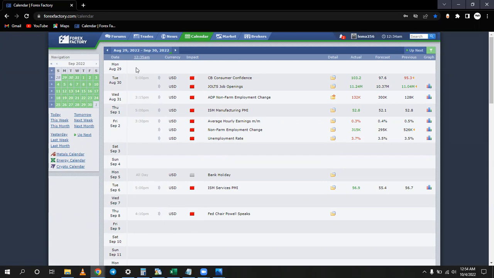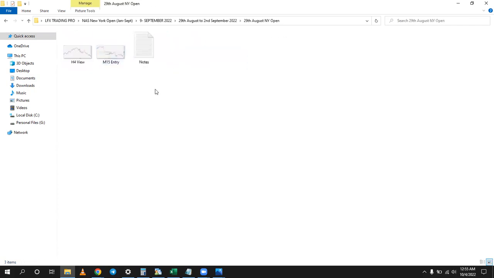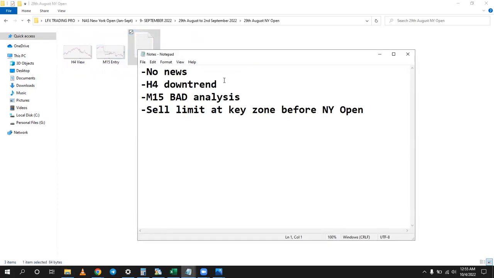Yeah, so now we're going to start with 29th of August, which is a Monday, the first trading week of September. So August entered into September, so it's all within 1 week. So let me open that folder, 29th August to 2nd September. So we're trading 29th of August. That's the first day, it's a Monday. Yeah, so now under my notes for that session, 29th August, New York Open.